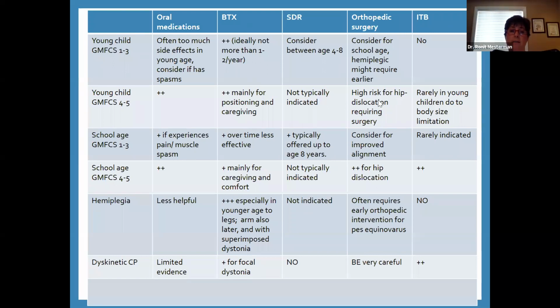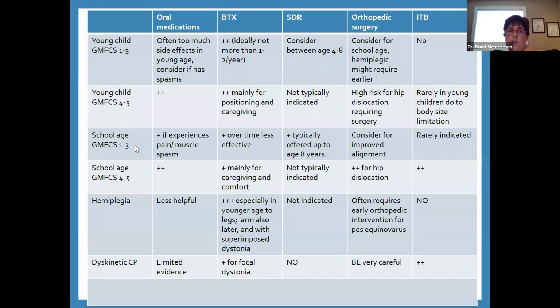Orthopedic surgery is definitely something that is required at times, especially when it comes to hip dislocation, which is a common feature, not necessarily at a young age, but over time. And intrathecal baclofen would be of interest, but typically the young children are just too small to house the device. So depending on the size of the children, but most of the time I find our local neurosurgeons will not implant before they're actually into even adolescent.